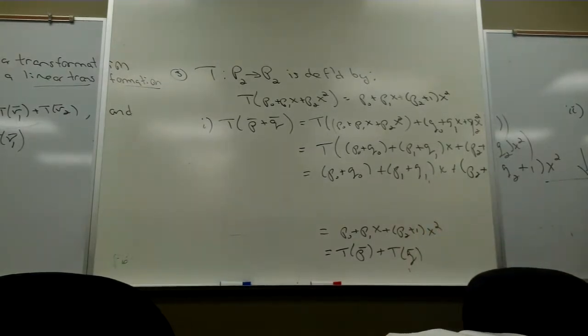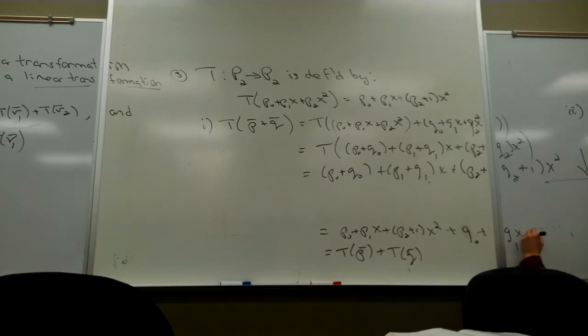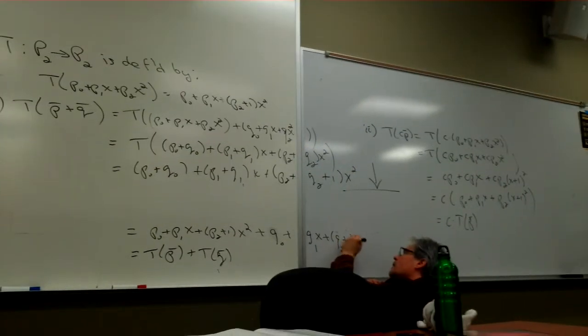Transforming the second vector, the q bar, I think what that's merely going to give me is, excuse me, I misspoke, darn it. I meant my q sub naught plus q sub 1 times x, plus q2 increased by 1 times x squared.